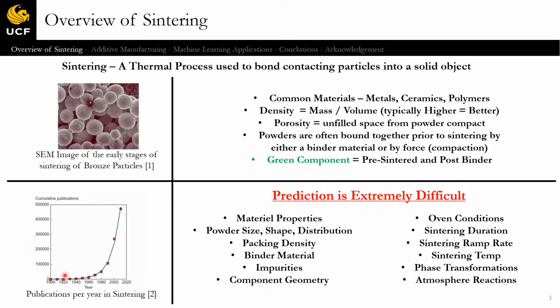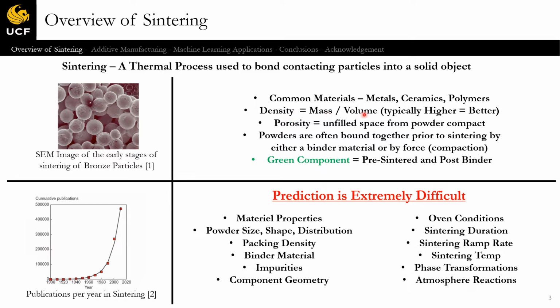Here we see the publications per year on sintering. So we can see an exponential increase in the interest in sintering here. Some of the common materials for sintering include metals and ceramics and polymers, mostly metals and ceramics.